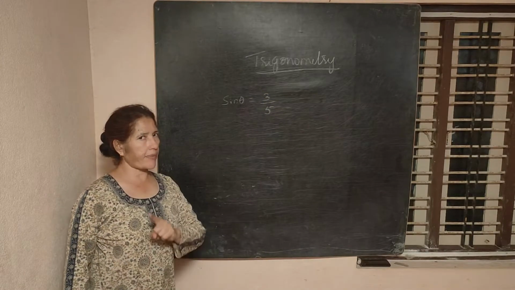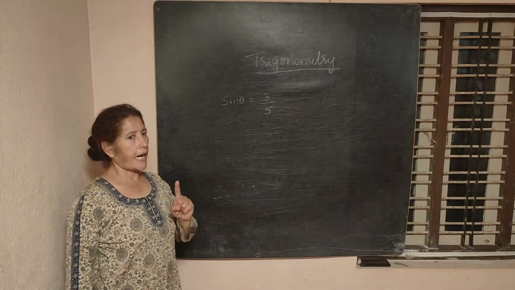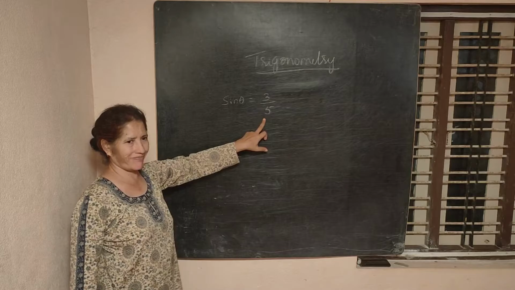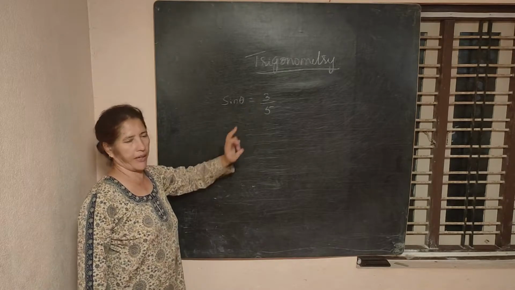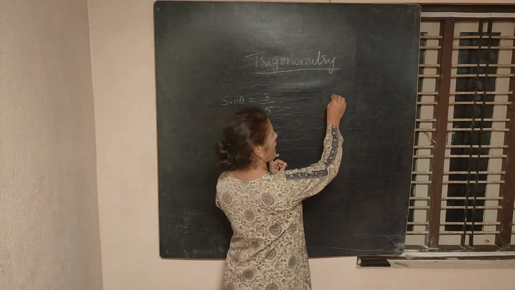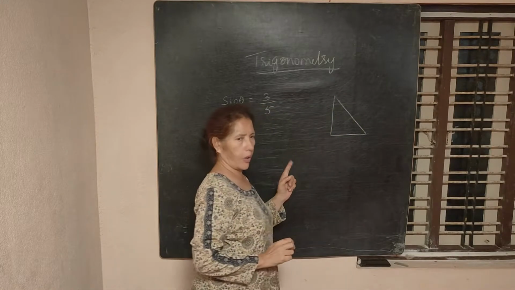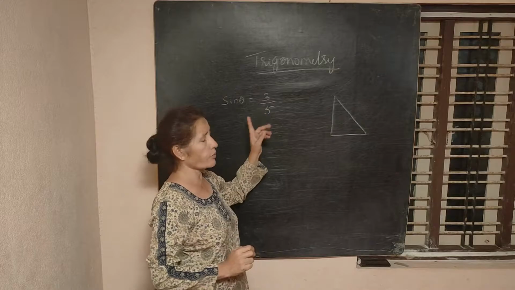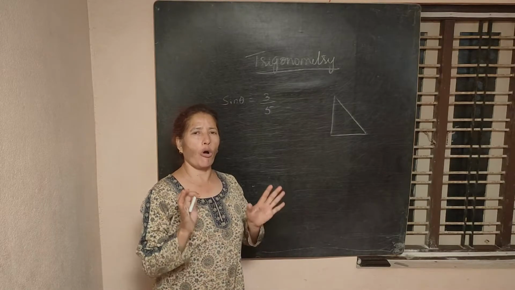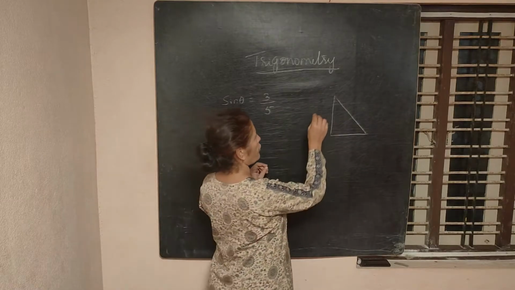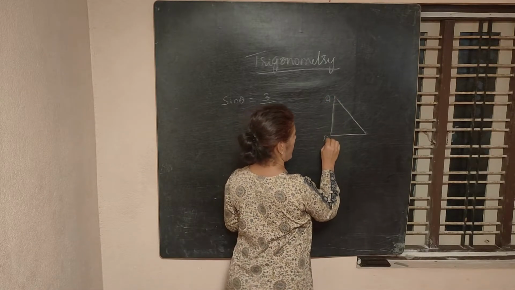You remember, whenever we give the problem, the hypotenuse is the longest side. So opposite by hypotenuse, 3 by 5. So how can I write down sin theta is equal to 3 by 5? As soon as I give this problem, sin theta is equal to 3 by 5, find all the other trigonometric ratios. So I have to draw a right angle triangle first.